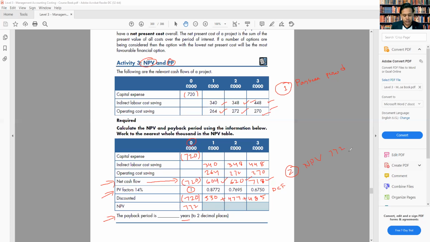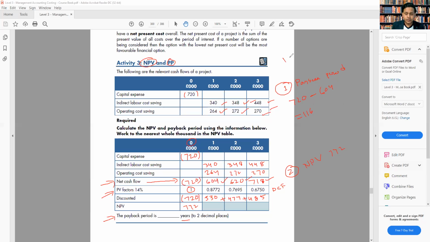The next one, I'll do the payback period. I can see my investment is 720. In the first year, I have received how much? 604. So from 720, I already received 604 in year 1. So I need year 1, but still I have some investment left. That is how much? 720 minus 604 gives me 116. So this is my investment still left.